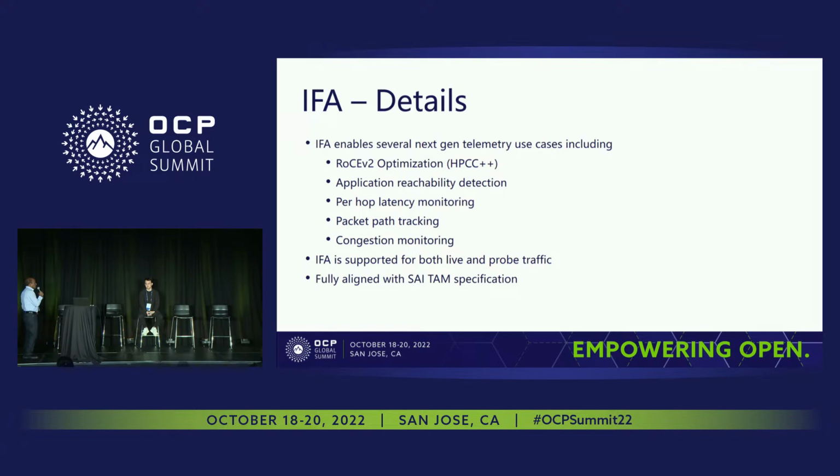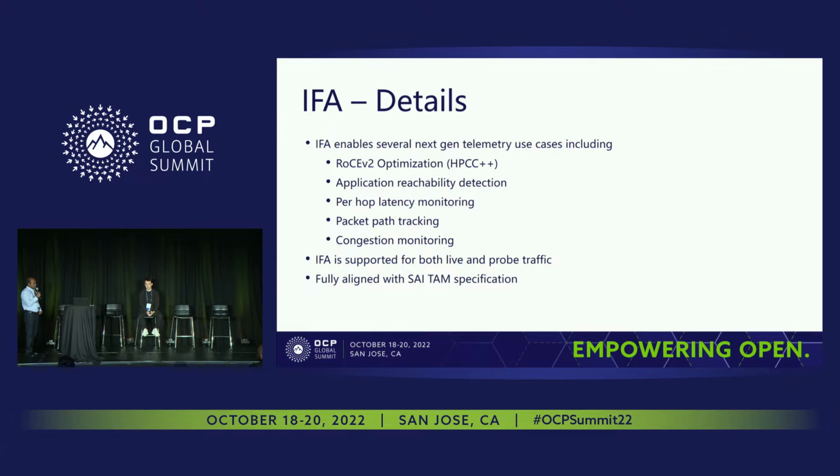Congestion monitoring. Those of you who attended the AI/ML related sessions realize that AI/ML workloads are very different, and the network plays a very key role. Typically, RoCE, RDMA and RoCEv2 are used for AI/ML workloads, which are very sensitive to latency, packet drops, or queue buildup. You can do regular congestion monitoring, or you can also utilize HPCC++ to act on it. One is monitoring, the other is acting on it. So both use cases are supported by IFA.